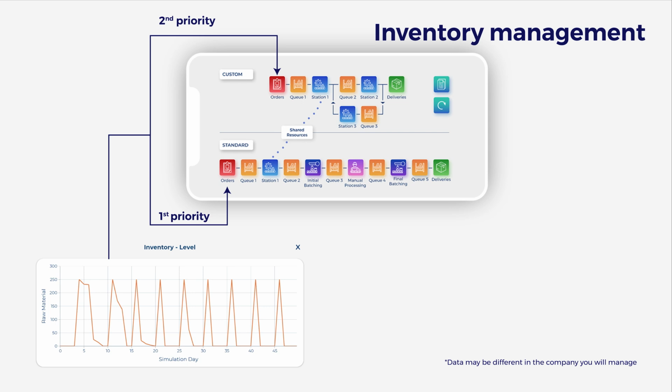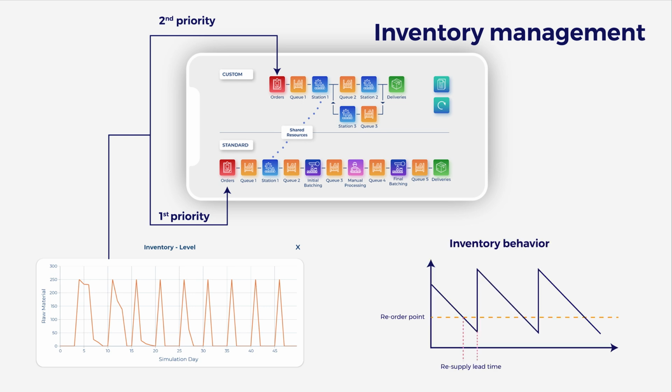In other words, if you had, for instance, 100 units in raw materials and the standard line requires 100 units and the custom line another 100 units, you would first give those 100 units to the standard line and the custom line would starve. This raw materials inventory level is managed with a continuous review policy. Here we have to set the reorder point and the quantity. The raw material comes from a reliable supplier and there is a fixed lead time from the supplier.